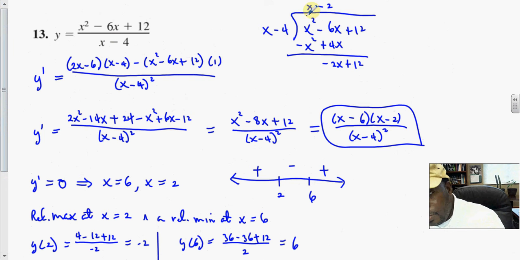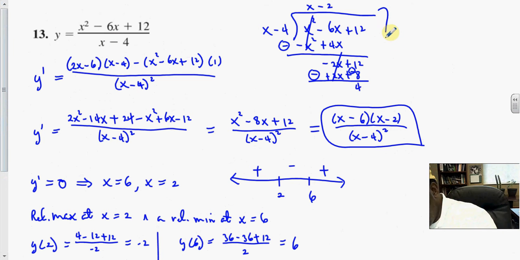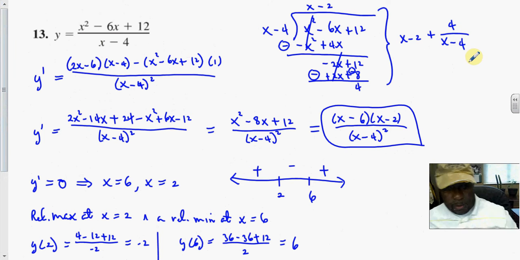Negative 2 times x is negative 2x. Negative 2 times negative 4 is positive 8. Draw a line, subtract. So this becomes positive. That becomes negative. So we get 12 minus 8 is 4. So this term here is x minus 2 plus 4 all over x minus 4.